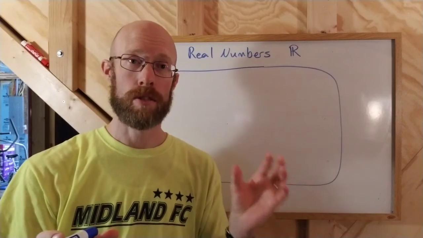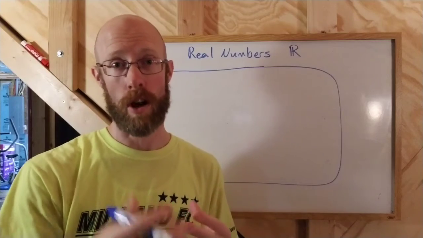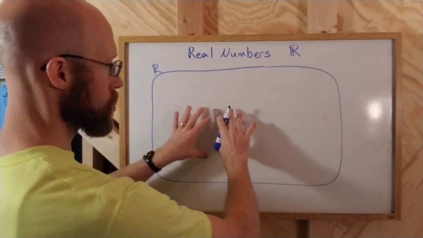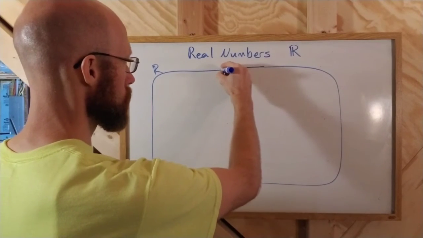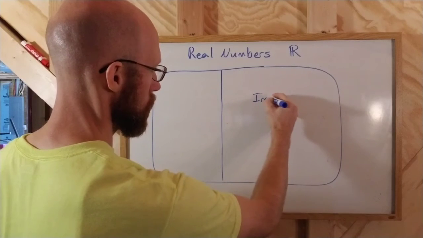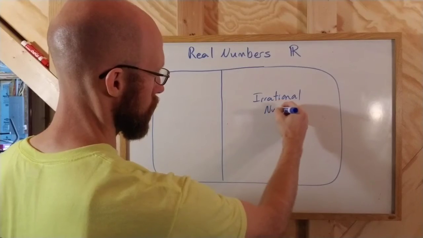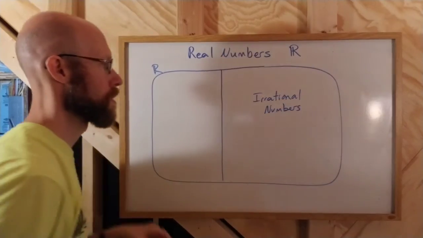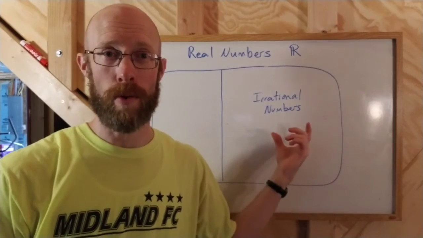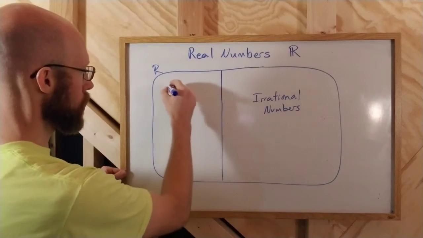Now, the irrational numbers actually are significantly greater in size, or cardinality, than the rational numbers. So what I'm going to do is split this into two regions. There's the irrational numbers, and I'm giving them a larger chunk just because it's a bigger set. There's actually more irrational numbers than rational. And then over here are the rational numbers.